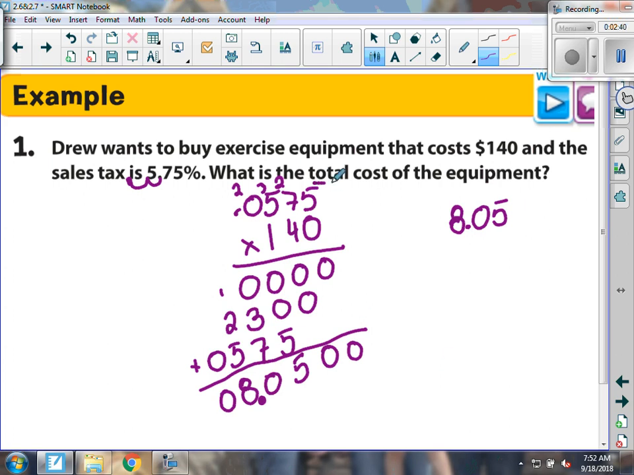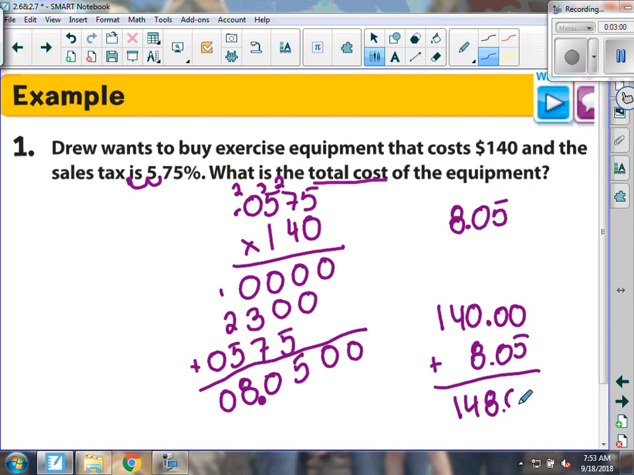We want the total cost. So I then have to add $8.05 to 140. So we'll do 140, add my decimal, plus $8.05 is going to give me $148.05. This is my final answer.